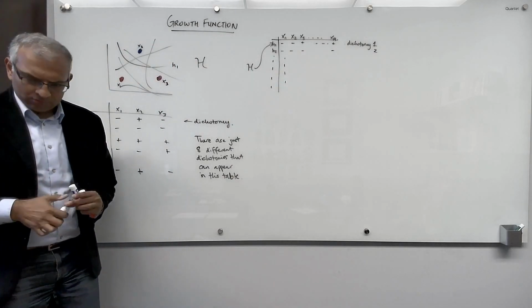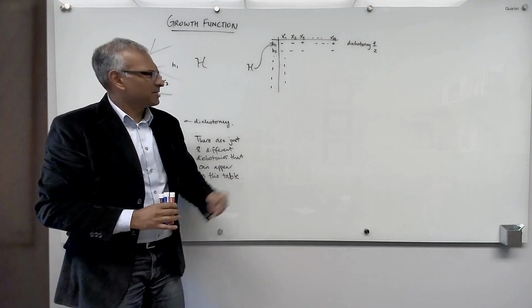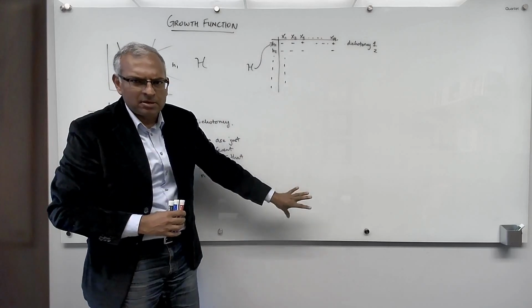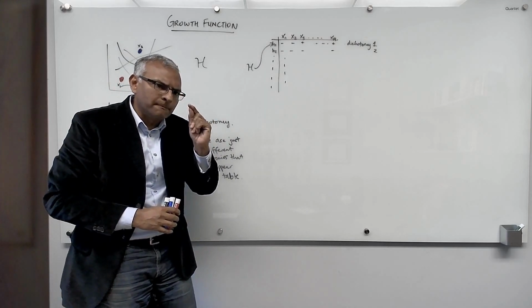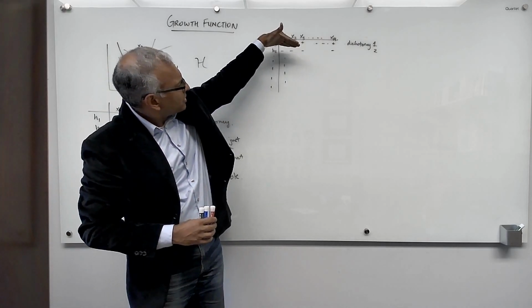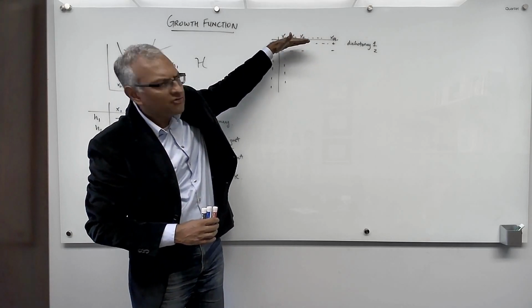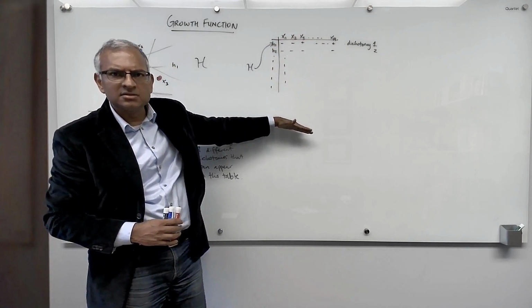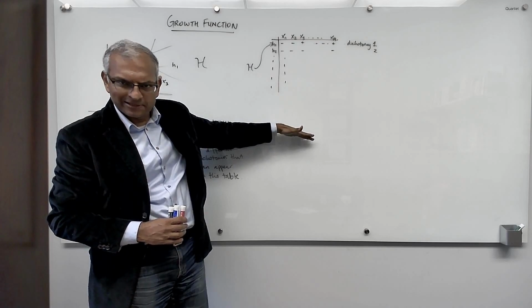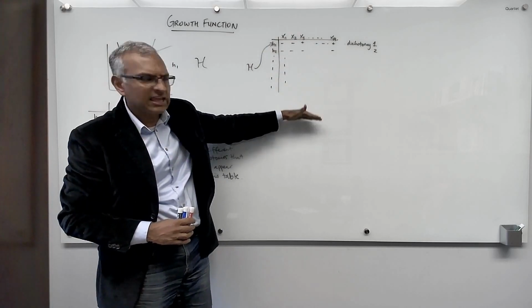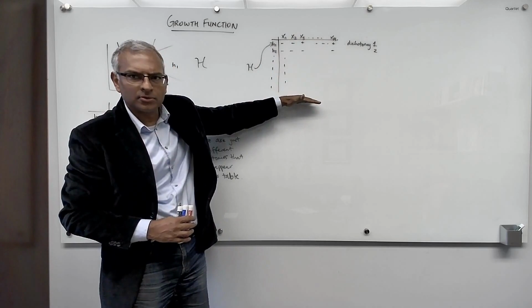Now, clearly, if my hypothesis set is infinite, I'm not going to be able to create this table. But one thing I know for sure is that only a finite number of different rows can appear in this table. In fact, I can give an explicit upper bound, 2 to the n. There can be at most 2 to the n different rows.